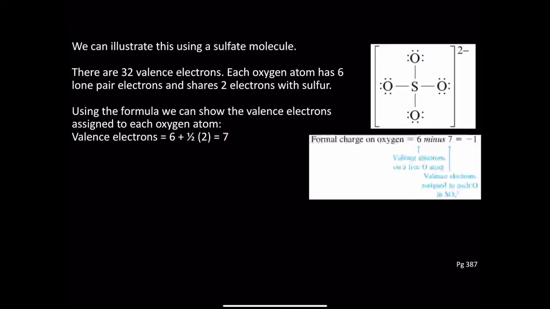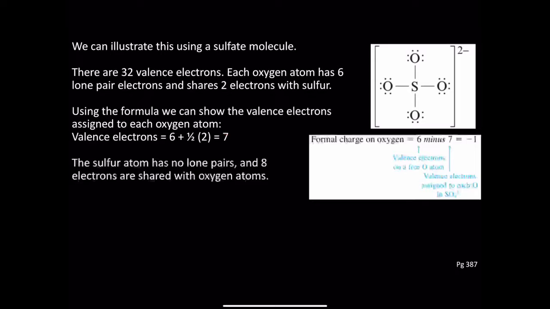So now we think about what the formal charge is. Well, a free oxygen atom, if you look at the periodic table, has 6 valence electrons. However, in this sulfate molecule, it has 7 electrons attributed to it. So its formal charge in this molecule is -1. You can see that in this diagram as well. So each oxygen atom has a formal charge of -1 in the sulfate ion.